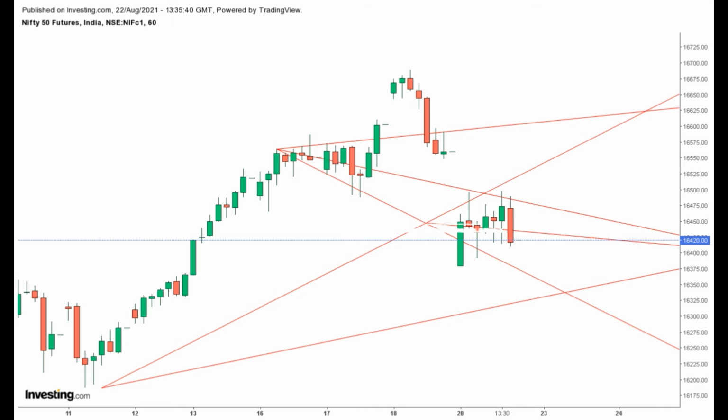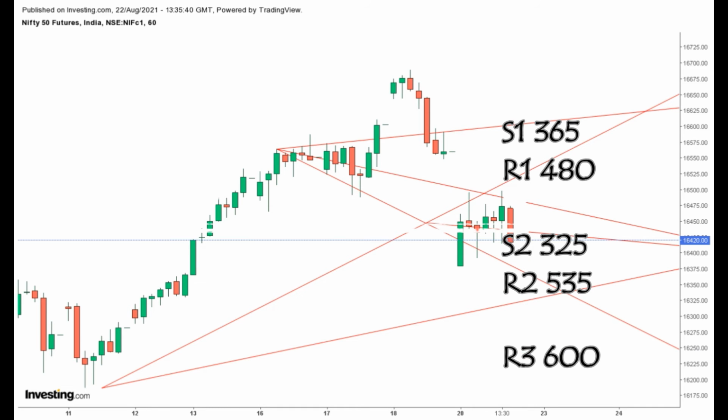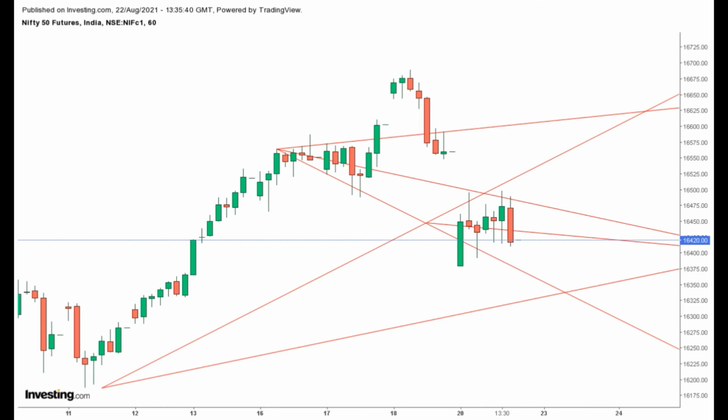Our first support is at 365, while first resistance is at 480. Our second support is at 325, while our second resistance is at 535. If Nifty can close above 535, our second resistance, we could see it test 600 on Monday. However, if the second support breaks, which is at 325, Nifty will signal a back test of the 16,000 level in the following sessions.